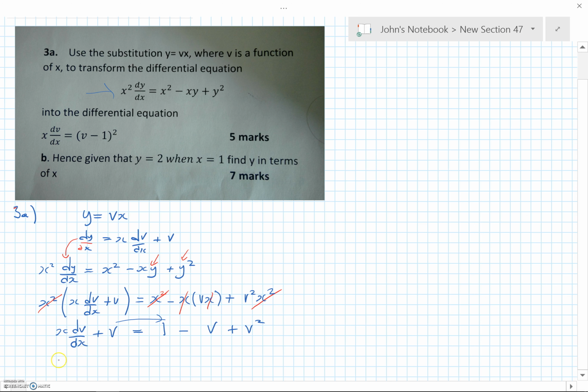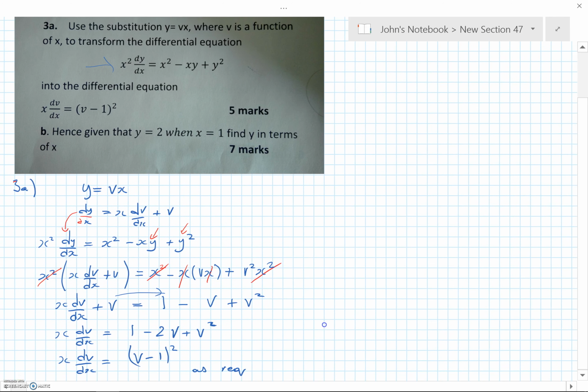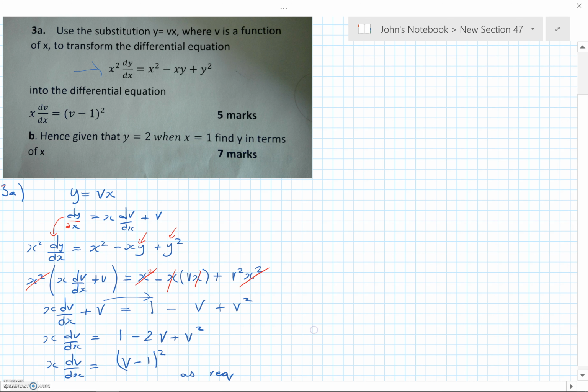Now we've already got a v over here, so we'll take that over there. That gives us x dv by dx. I'm sure you can see what's happening now, but I'll write it out anyway. Plus v squared, which gives us x dv by dx equals v minus 1 squared, as required. So that's the first part of the question done, the substitution. Okay, now the second part, part B.